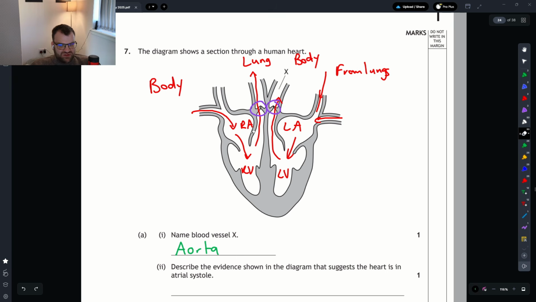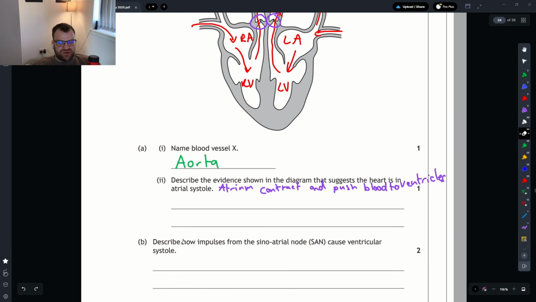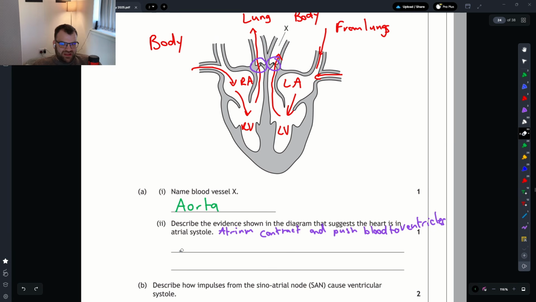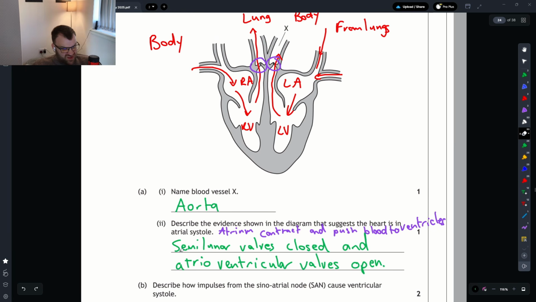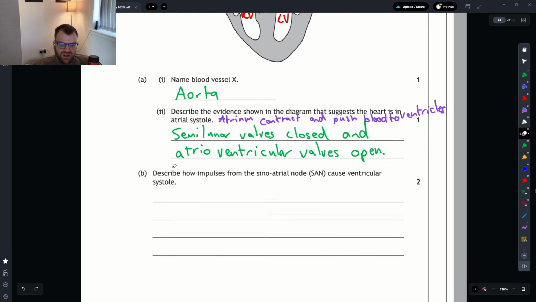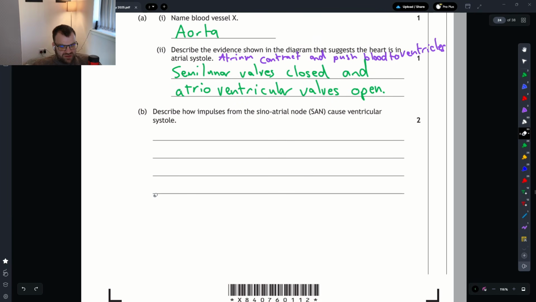Atrial is the top chambers. Systole means they're contracting and we're pushing the blood into the ventricles. So the semilunar valves are closed, so blood can't flow out of the heart. And the AV valves between the atria and ventricles are open, so blood can flow down from the atria into the ventricles. Talking about the impulses from the SAN node, that's the pacemaker.